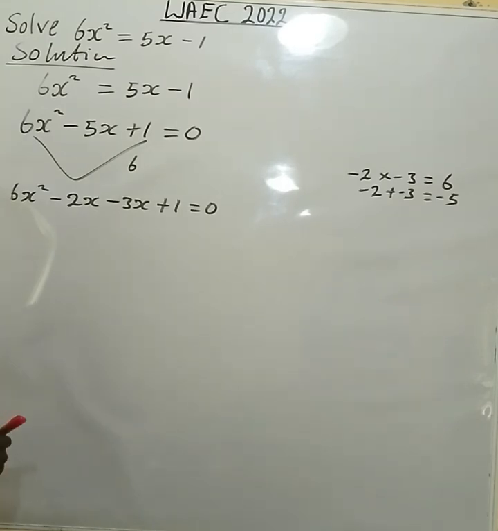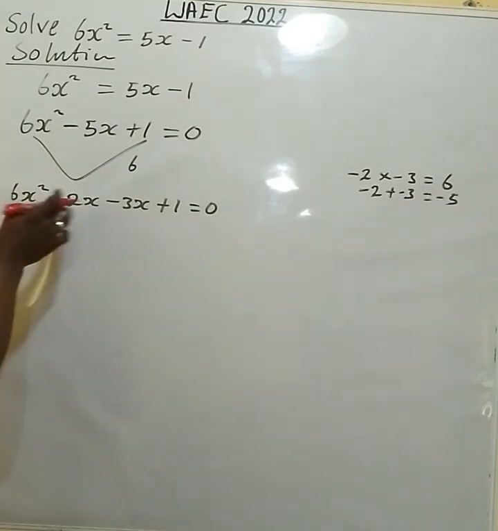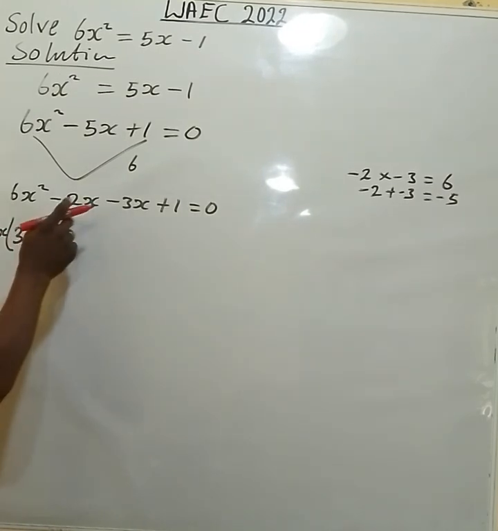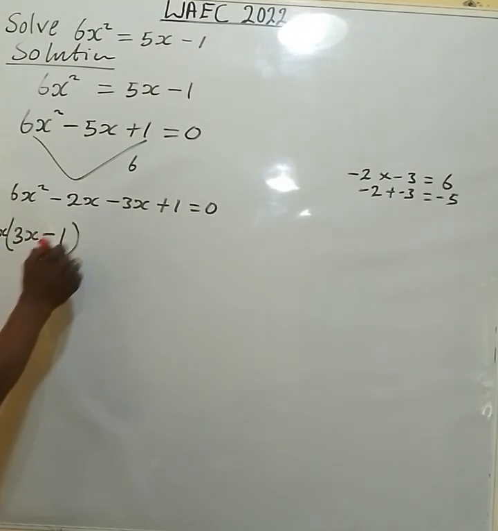Are we together now? So you group them into 2 now. What is the common factor between 6x squared and 2x? Okay, so it's 2x. Are we together? So it's going to be 2x into 6x squared, so we have 3x. Are we together? So 2x into 2x, now minus 1.